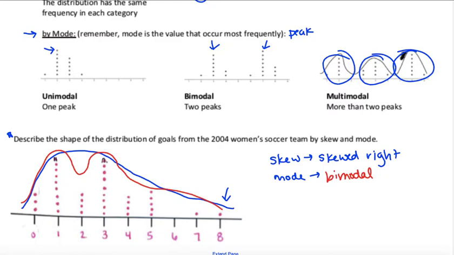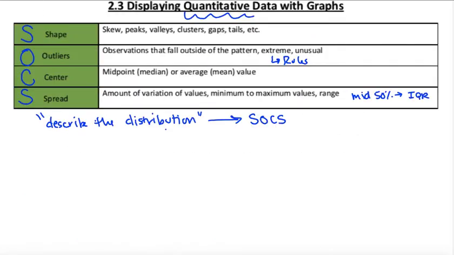Bringing in that context is part of statistics. If you just say skewed right bimodal, we haven't really addressed this distribution in particular. It says describe the shape of the distribution of goals, not just this unknown data. This is about something. So anytime we describe shape, we want to make sure that we are doing it all in context. As much as we can bring context in, we want to make sure we're doing that.